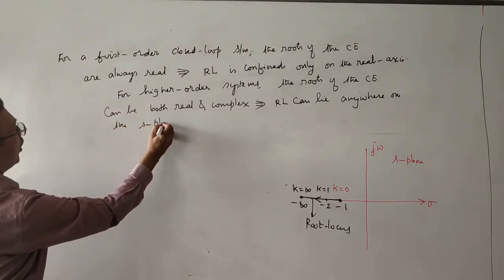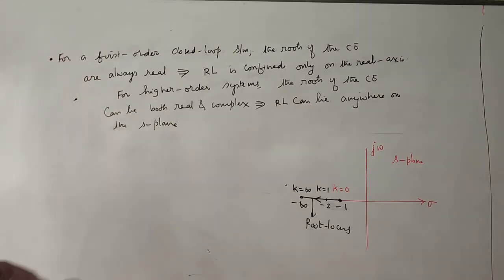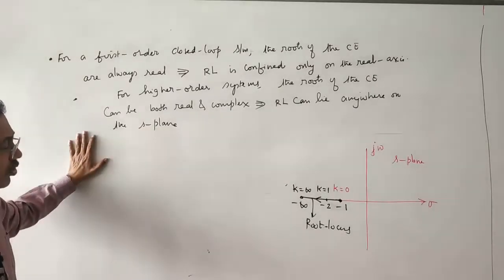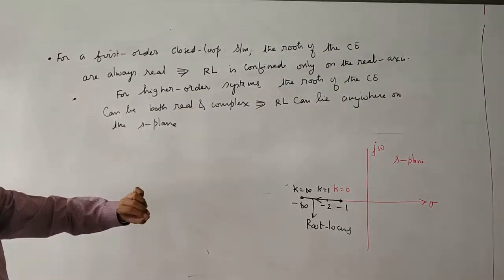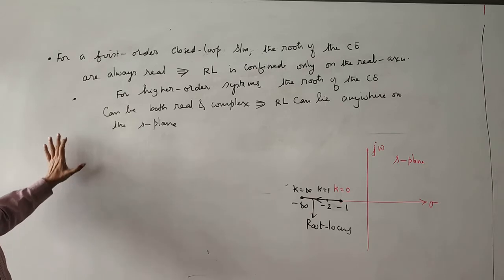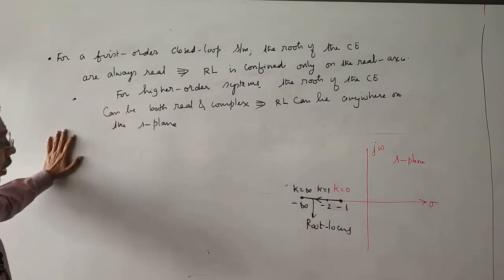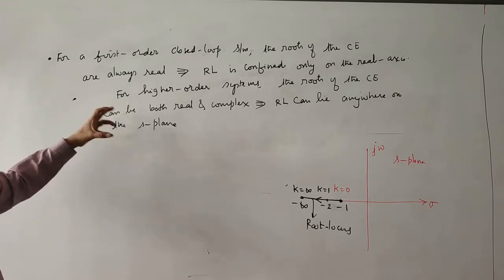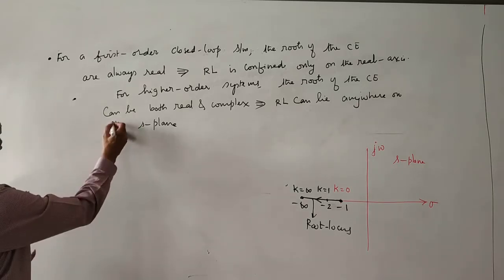Two important aspects I have stressed here. For first order system, the roots of the characteristic equation are all real. Root locus is obtained by joining all these roots. Therefore, root locus is confined only on the real axis. For higher order systems, the roots of the characteristic equation can be both real and complex, implying root locus can lie anywhere in the S plane.